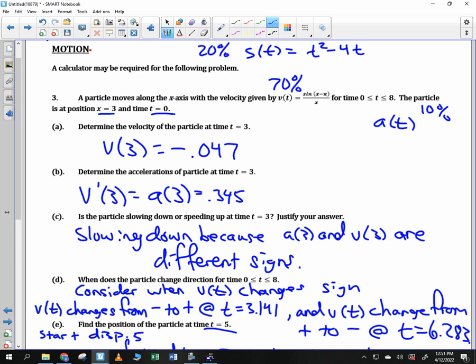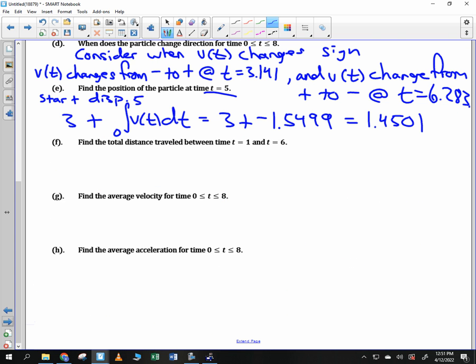Sounds good. All right, so let's check out the next piece. Find the total distance. How do we determine distance traveled? This is not displacement, this is distance. Thank you. Absolute value of what? Integral 1 to 6 of the absolute value of v of t dt. So you should remember this from your chapter 5 test. You guys were pretty good at this.